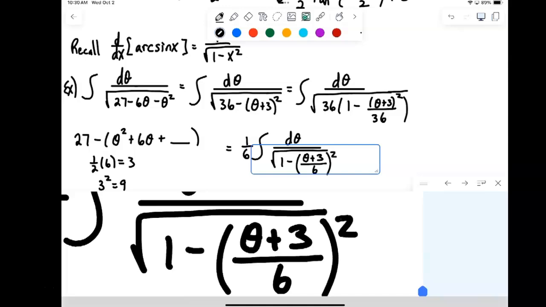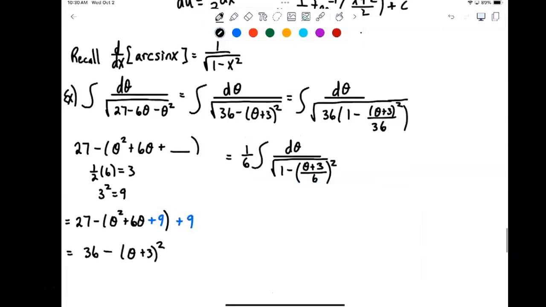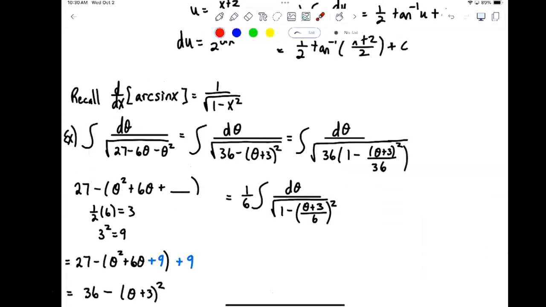quantity squared. Okay. Keeping in mind again that I eventually want to have a u squared, right? So that I can do this process. So that now all has to be one whole quantity squared. So that's going to become my u when I carry this substitution through.